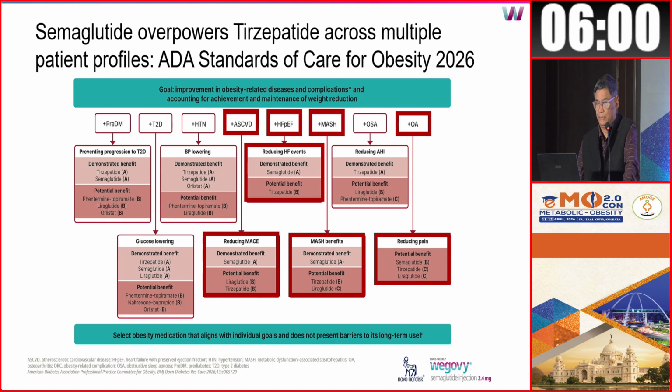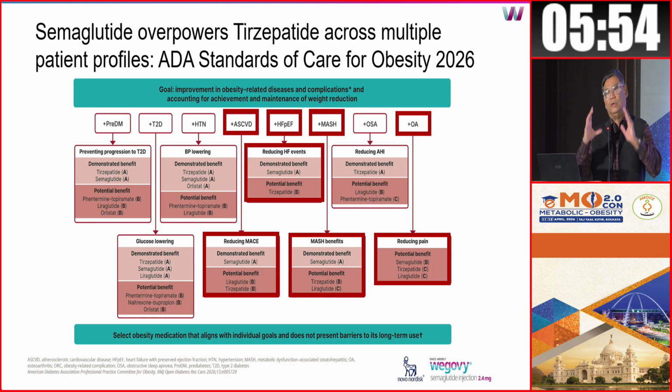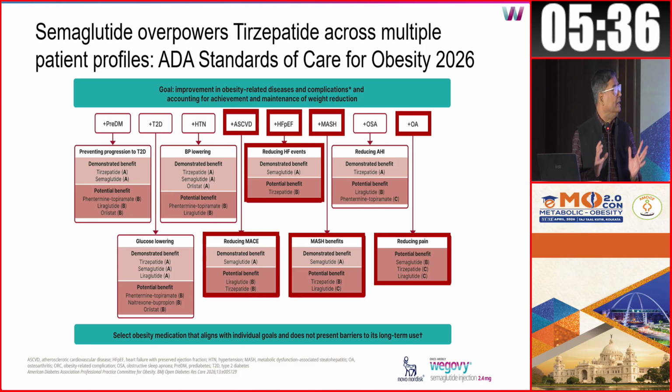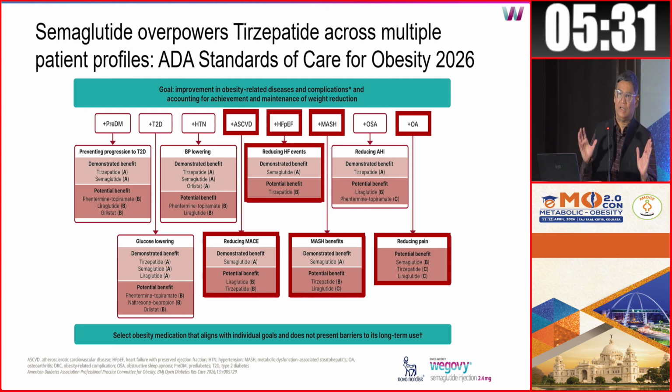Semaglutide overpowers tirzepatide across multiple patient profiles. Well, as we all know, choosing the molecule is the wisdom of the prescriber. When you are writing a molecule, you have to think whom I am writing for. It is not very fruitful to discuss the benefit of one molecule versus another. When you have got a patient in front of you, he should be part of your decision making. If you are talking that this patient has got, why you want to use a molecule?